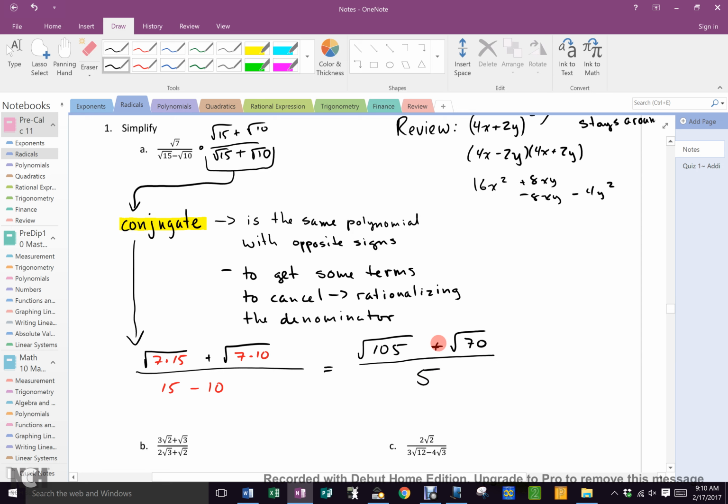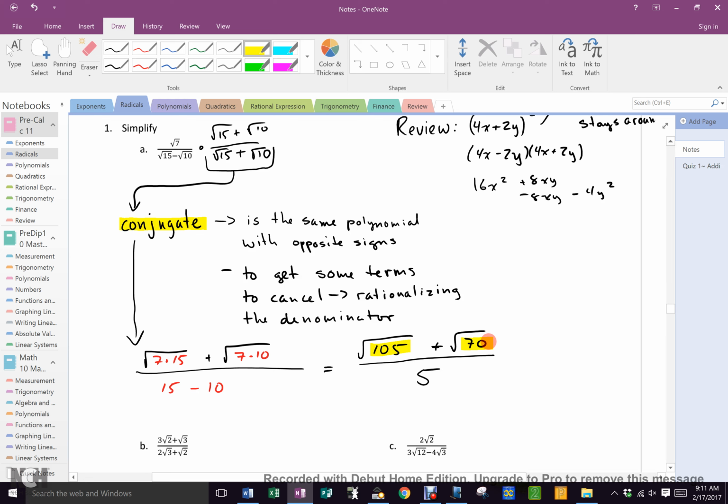Okay? Now, what must I check for now? Simplifying. Where is the only possible simplification? 105 and 70. And neither of them will simplify. Because 105 is 7 times 3 times 5, and 70 is 2 times 7 times 5. 2 times 5 times 7. So they don't simplify, so it's done.